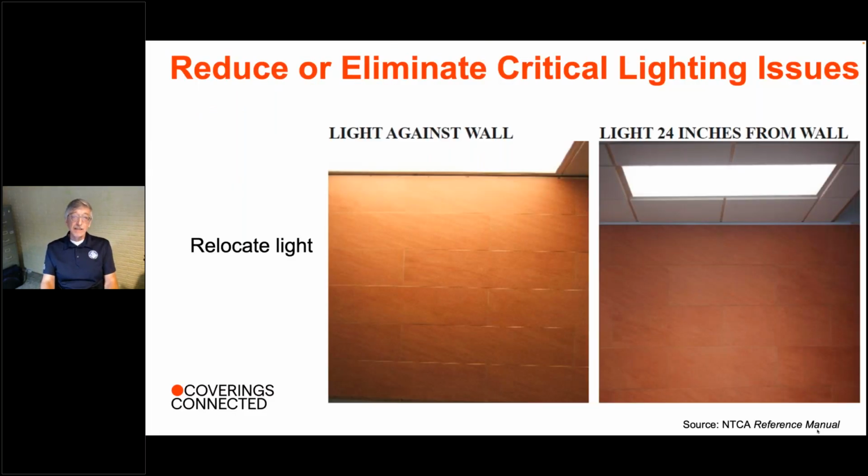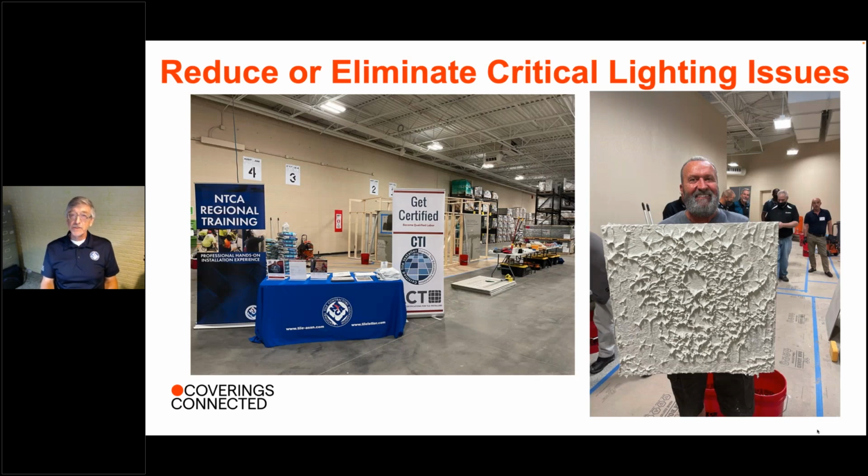Once again, let's do a little bit of review here on how to reduce or eliminate critical lighting. You can also relocate the light. Instead of being up against the wall, back it up 18 inches, 24 inches, still going to be well lit, but it's going to look a heck of a lot better. Another way to reduce or eliminate critical lighting issues, I mentioned it a little bit earlier, consider installer skill. What is your education level for all of the things that I've been talking about?